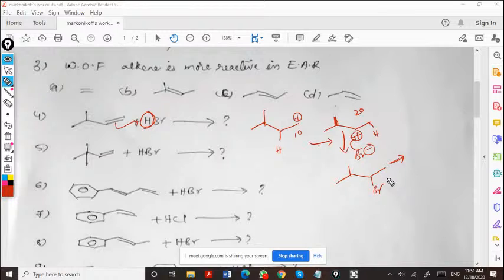So write the IUPAC name. The secondary product is formed, the primary product is not formed, and write the name accordingly. So be careful with it.